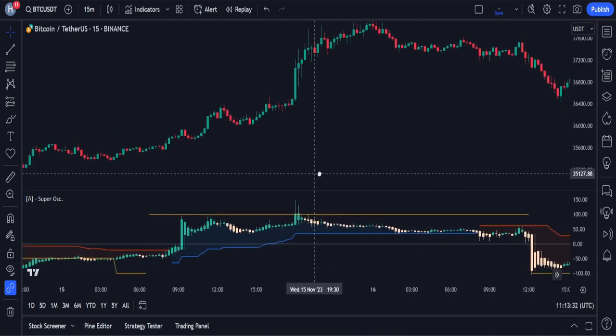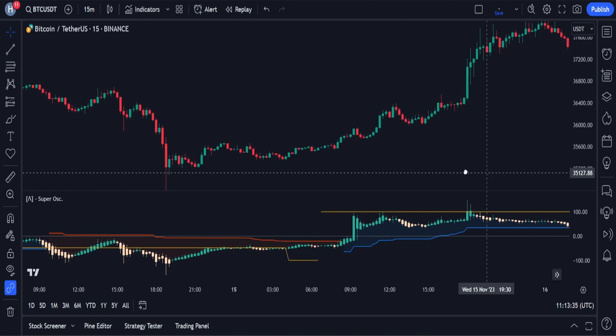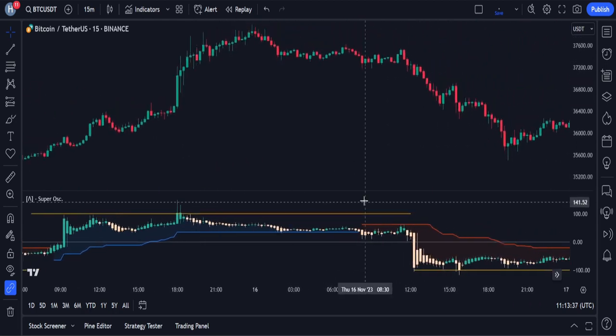This style is more suitable when you need more information about the market, for example, when you want to know exactly when the momentum is changing or similar things.